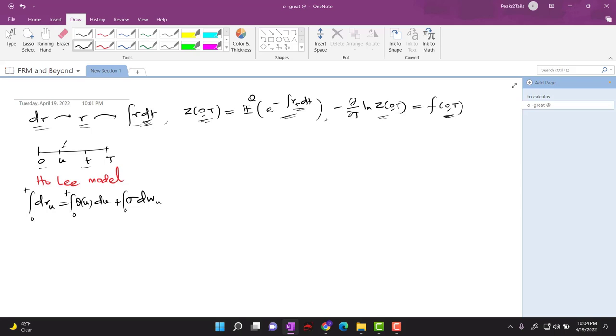The left hand side is straightforward. This is simply r t minus r0, after I apply the limits. The theta term I don't know, okay? This is what I'm trying to determine. So I don't know the dependence of theta on time, so I'll just keep it as is for now. Plus, sigma is constant, it'll come out. And let me keep the dW integral as is as well for now. So I get the dynamics for my short rate at time t as the initial short rate r0 plus these two quantities.